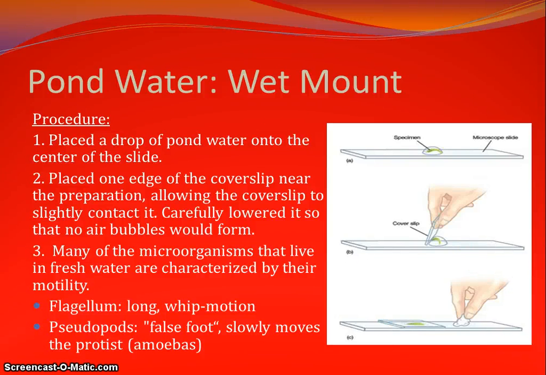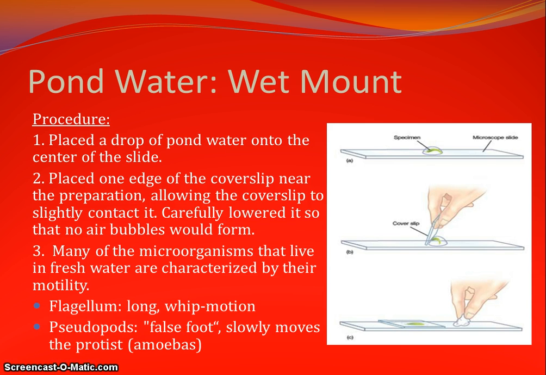During our lab, we observed the protists within pond water, and in doing so, we made a wet mount. In order for us to make the wet mount, we followed the following procedure. We first placed a drop of pond water onto the center of a slide, and then we placed one edge of the cover slip near the preparation, allowing the cover slip to slightly contact it. Carefully, we lowered it so that no air bubbles would form.